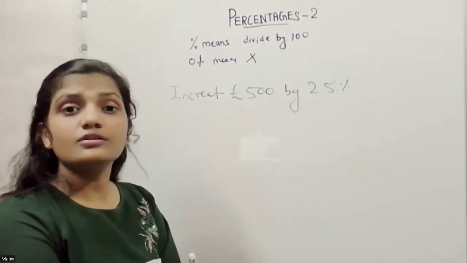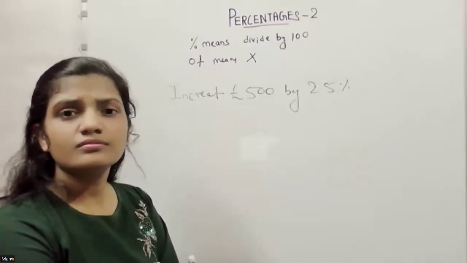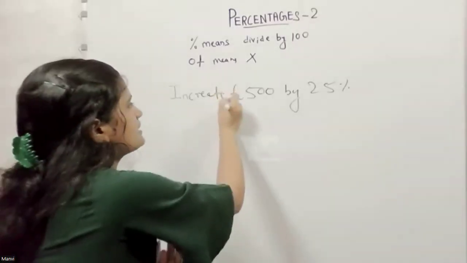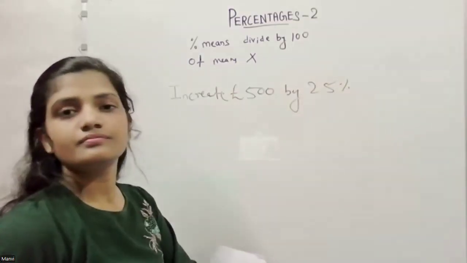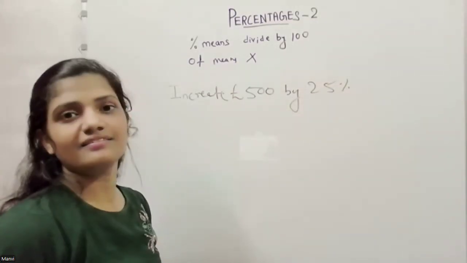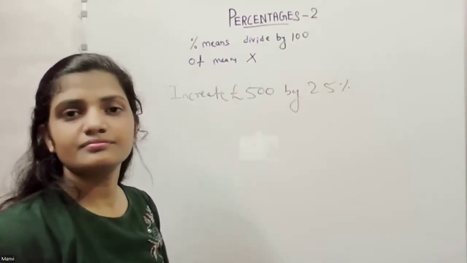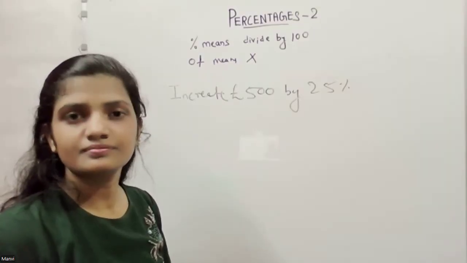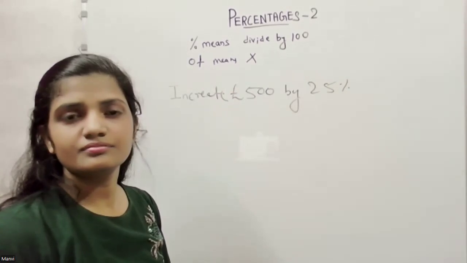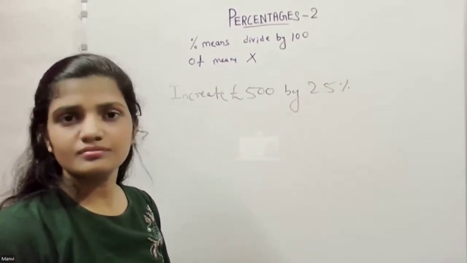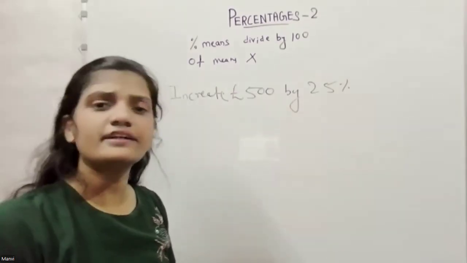No, you need to increase this amount by 25%. It is 625. Good. How did you do this? I did 25 by 100 times 500, which gave me 125, and I added 125 to 500. Very good. That gave you 625. Now try method 2 by yourself.